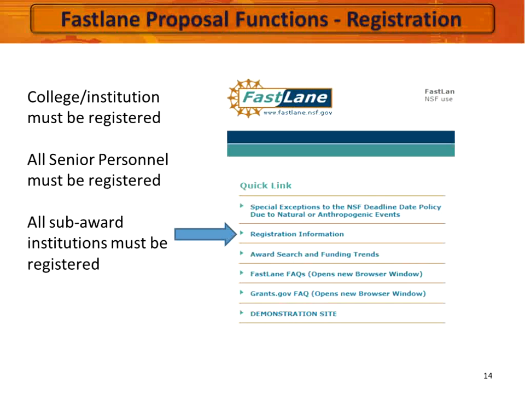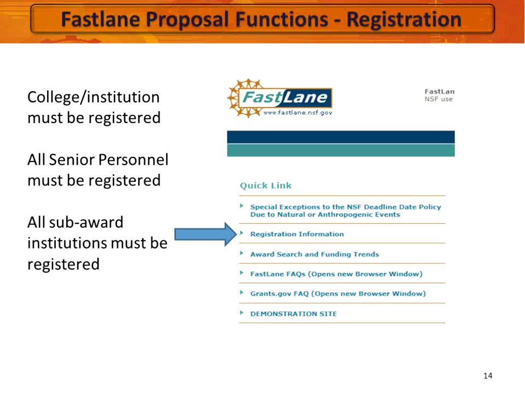Anyone can access Fastlane, but to begin working on a proposal, you must be registered with Fastlane. The institution that will be the fiscal agent for the grant and certain grant personnel must be registered. The institution must be registered first with an account administrator or administrators. Once at least one person at the institution has administrative rights, then it's possible to register individuals.